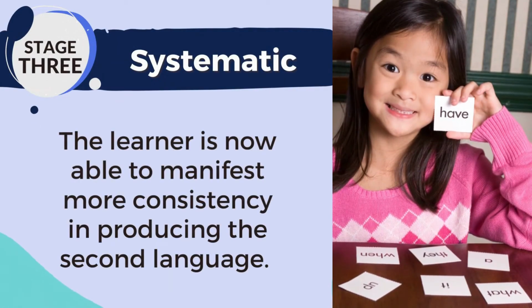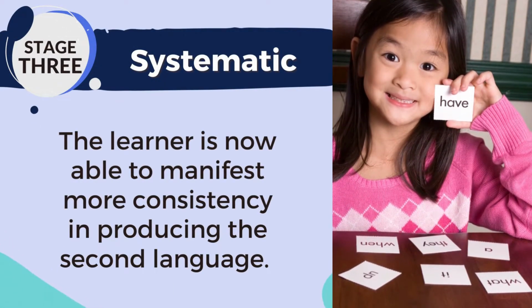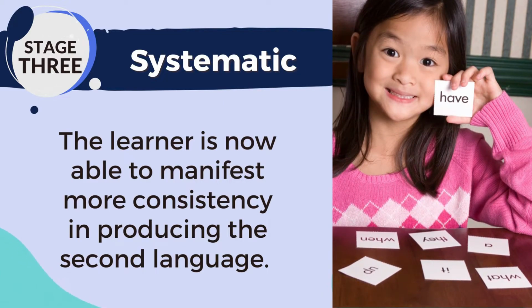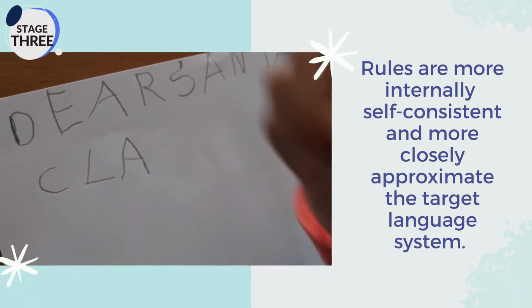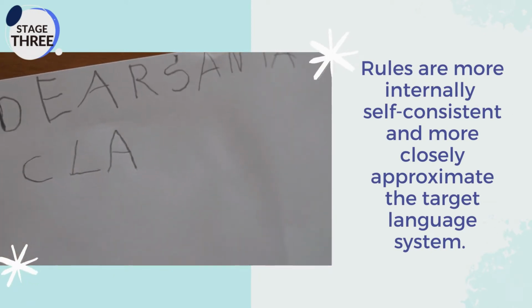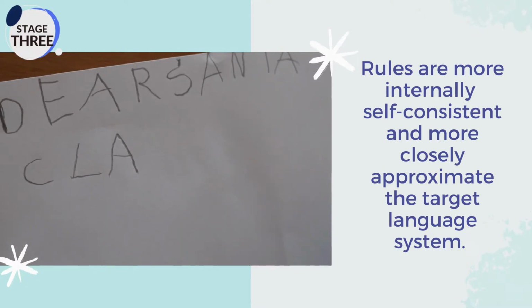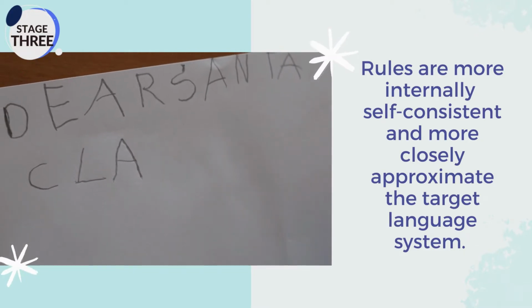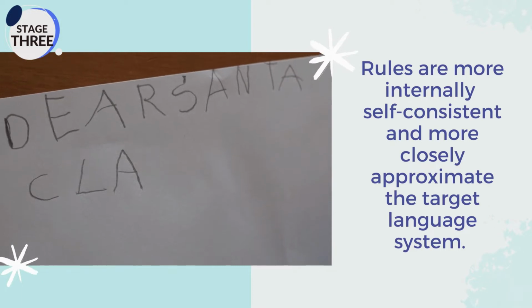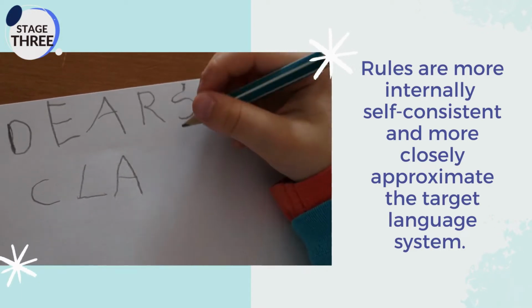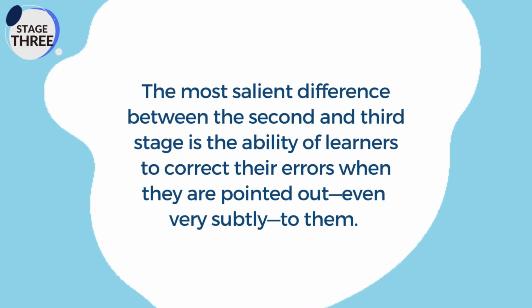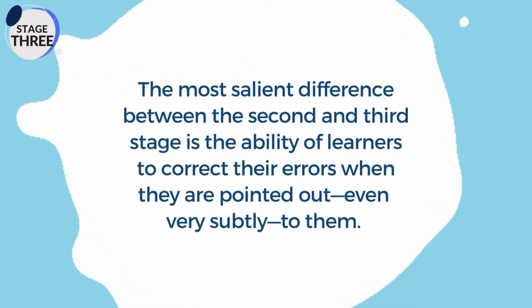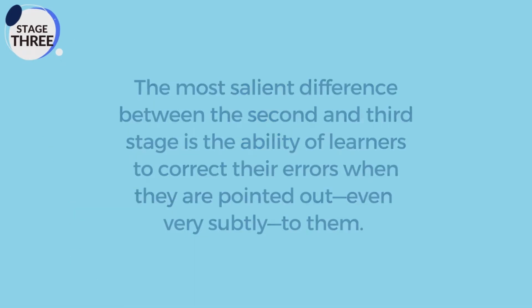Systematic stage. The learner is now able to manifest more consistency in producing the second language. While those rules that are stored in the learner's brain are still not all well formed, and some of them conform to the above-mentioned U-shaped processes, they are more internally self-consistent, and of course, they more closely approximate the target language system. The most salient difference between the second and third stage is the ability of learners to correct their errors when they are pointed out, even very subtly, to them.